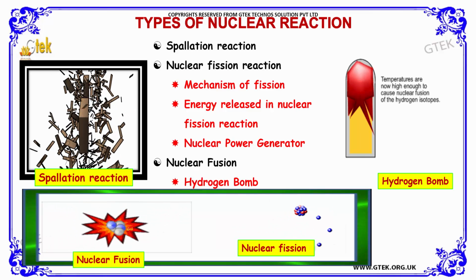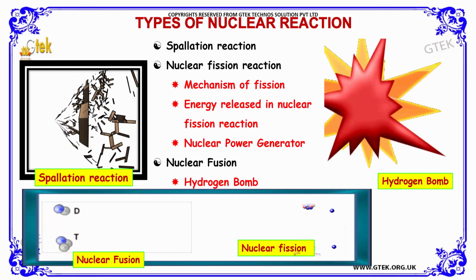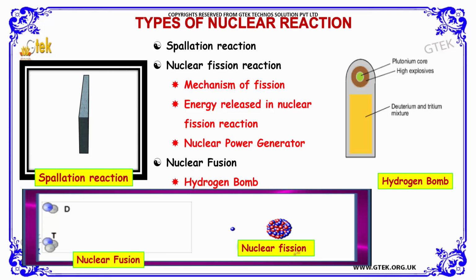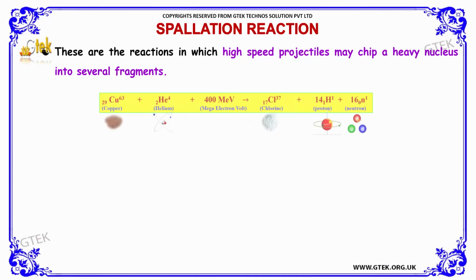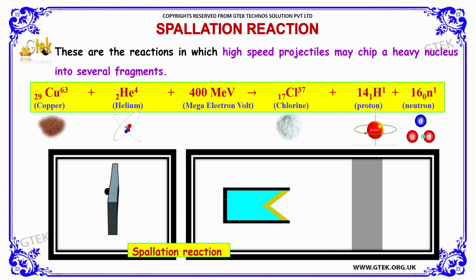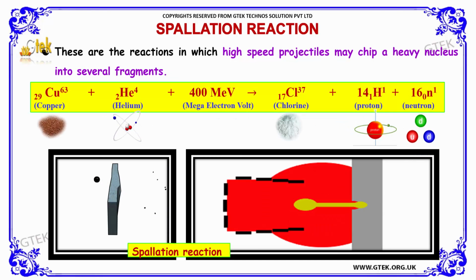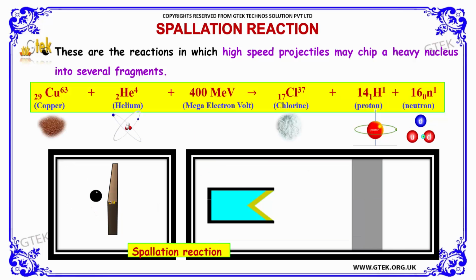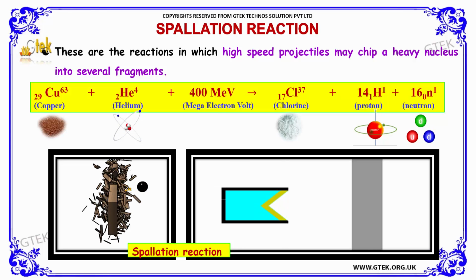You are able to see the fusion here, and you are able to see the fission here. The first one, as I indicated, I am going to talk about the spallation reaction. These are the reactions in which high-speed projectiles may chip a heavy nucleus into smaller fragments.